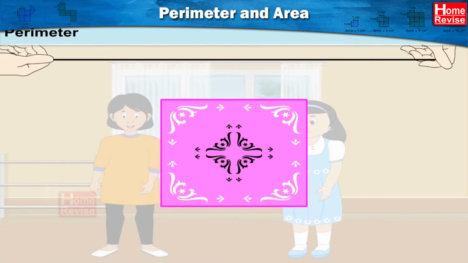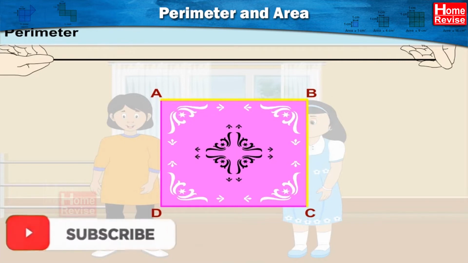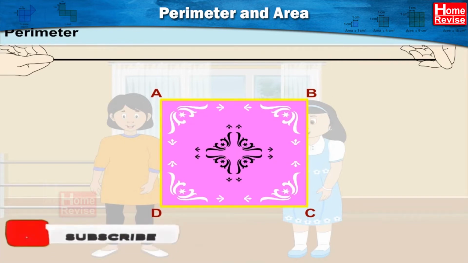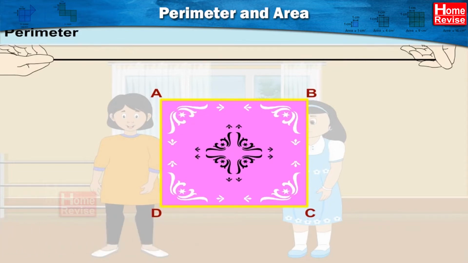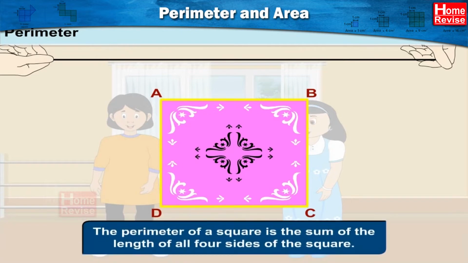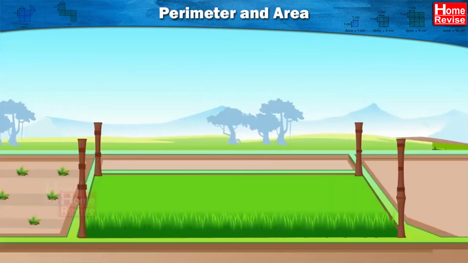Well, ABCD is a square handkerchief. The sum of the length of sides AB, BC, CD and DA is the length of lace needed. This length is called the perimeter of the handkerchief. The perimeter of a square is the sum of the length of all four sides of the square.